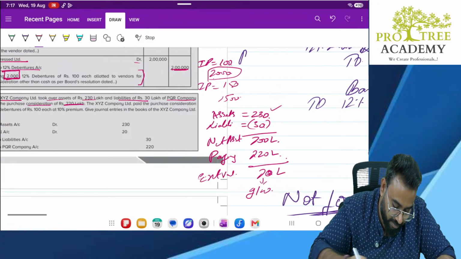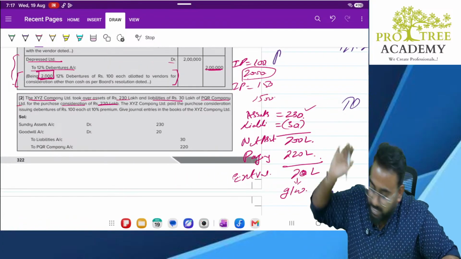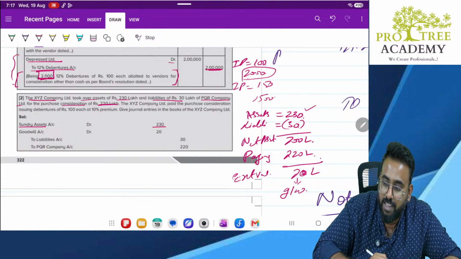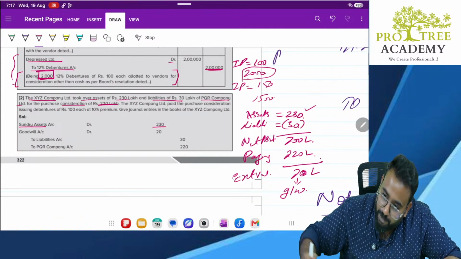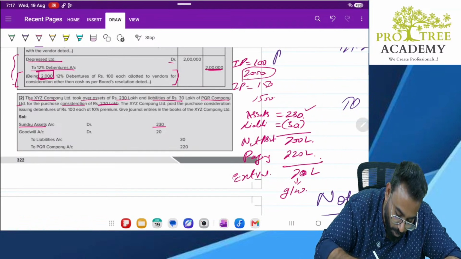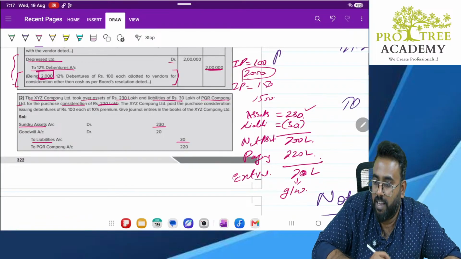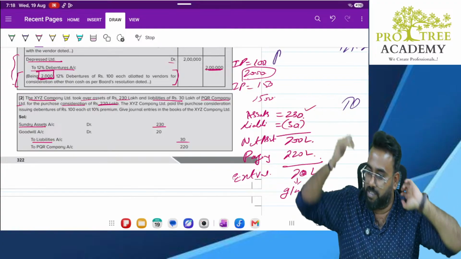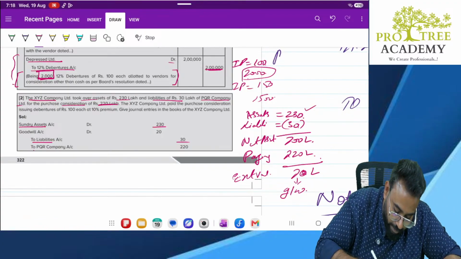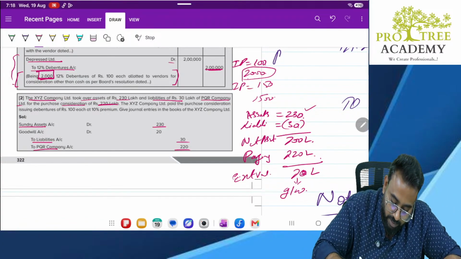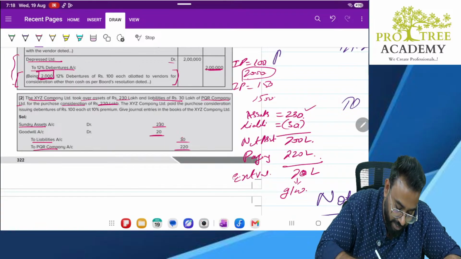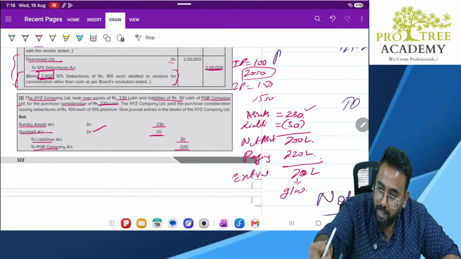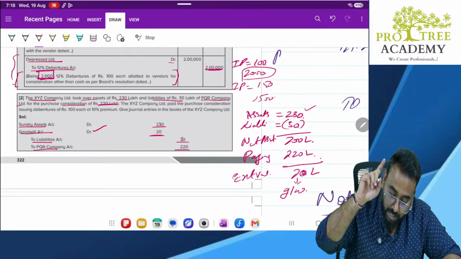Clear? Okay. So the entry remains the same. When we take the assets, debit, asset will go up. When we take their liabilities, our liability will also go up. So two liabilities. Just as assets go up when we take them, similarly when we take the liabilities, our liability also goes up. Clear? And how much are we paying? 220. The difference between these two, 20, will be shown as goodwill, and this goodwill can be shown in the balance sheet.